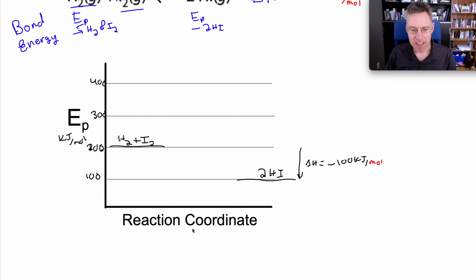So this axis isn't time, it's reaction coordinate. It is what is the coordination of the bonds over time. And I want to fill in this middle part, and that's what we're going to be studying in this lesson and in a bit more depth in the next lesson.